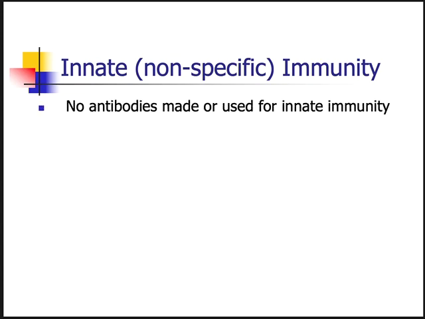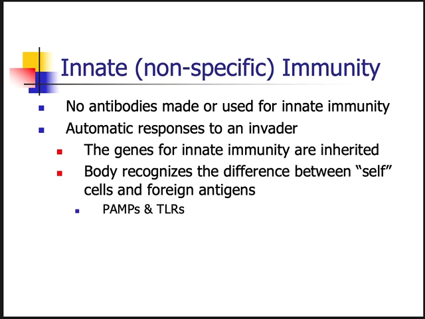When we're talking about innate, as I said, it's non-specific, so there are no antibodies. Antibodies are super specific, so we cannot be talking about antibodies if we're talking about innate immunity. Okay, so no antibodies are made or used in innate immunity. These are just automatic responses to any invader, any potential pathogen. The genes for innate immunity are inherited, passed down from parent to offspring.